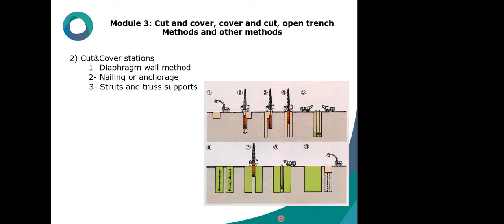For construction of stations or underpassing a site with the NATM tunnel method, there are other mining methods such as the rib method that I spoke about before. Cut and cover stations could be built with the diaphragm wall method, nailing or anchorage, or a strut and truss support.